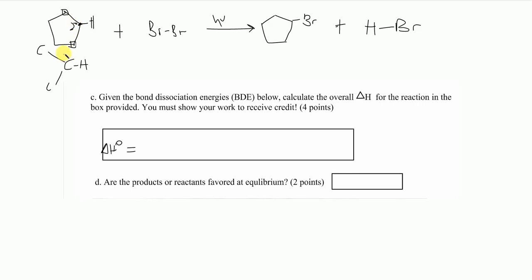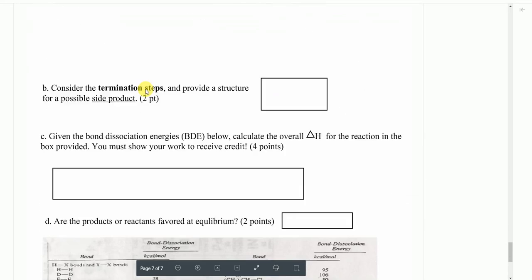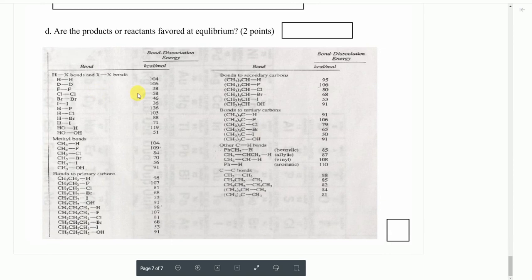Okay, so I have a secondary carbon that's bonded to a hydrogen. This is the bond right here that's broken. I have a bromine bonded to a bromine. I have a secondary carbon, the same type of carbon, bonded to a bromine. And then I have a hydrogen bonded to a bromine. So these are the four types of bonds that I'm interested in finding the values for. She'll give you all the values for these. So let's look. This is the table that she gives us.